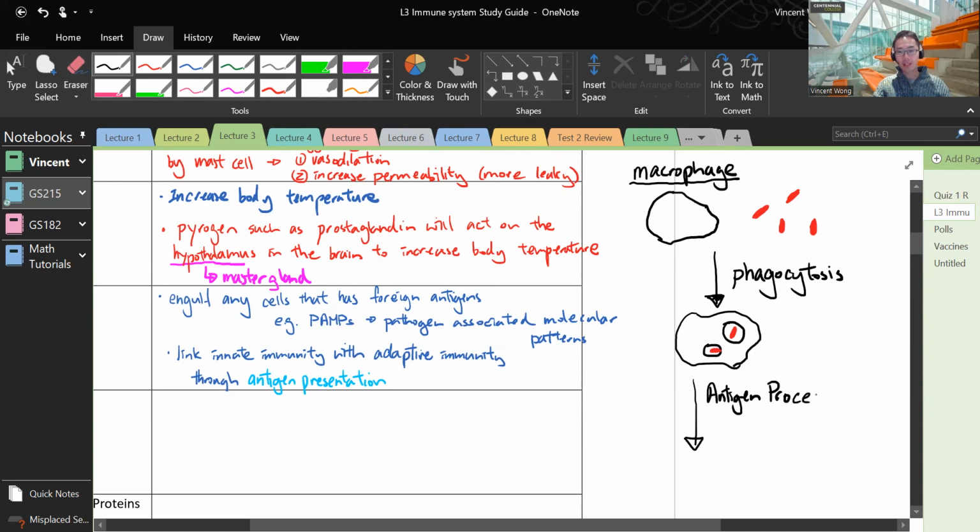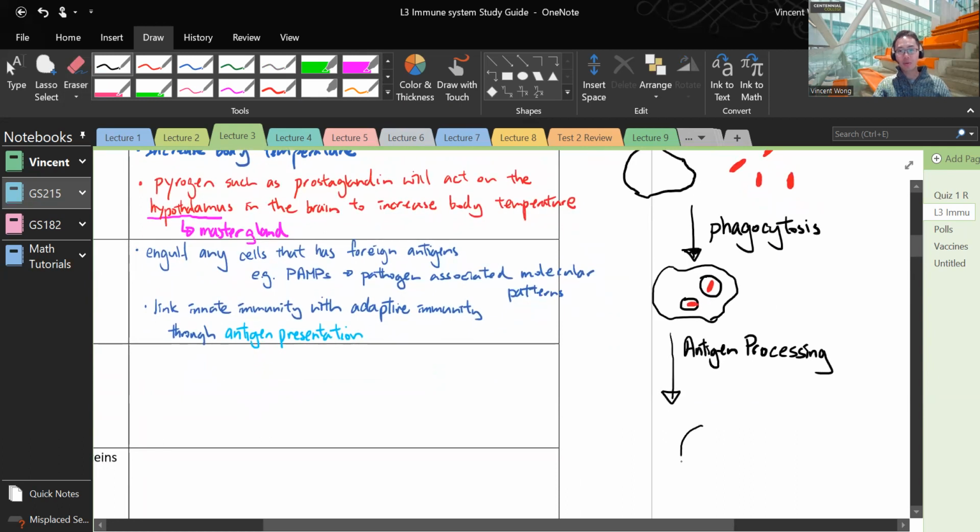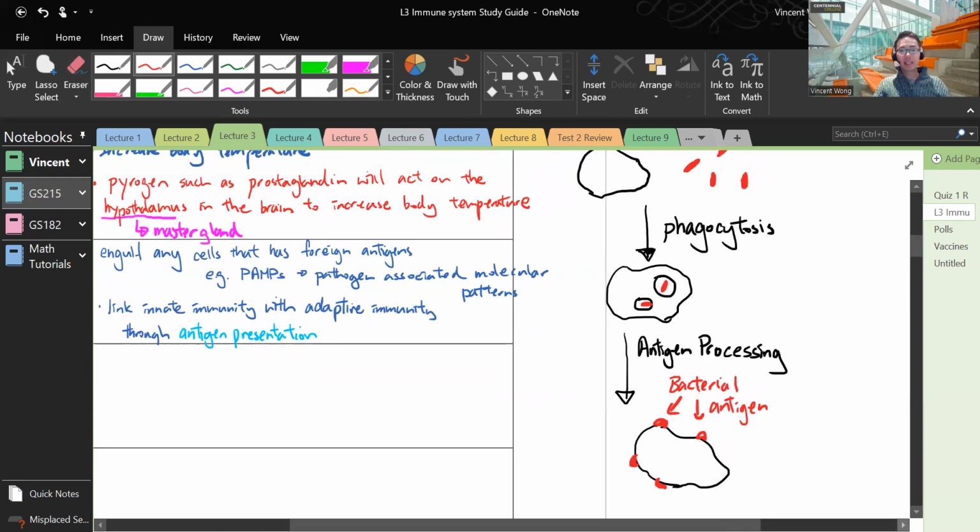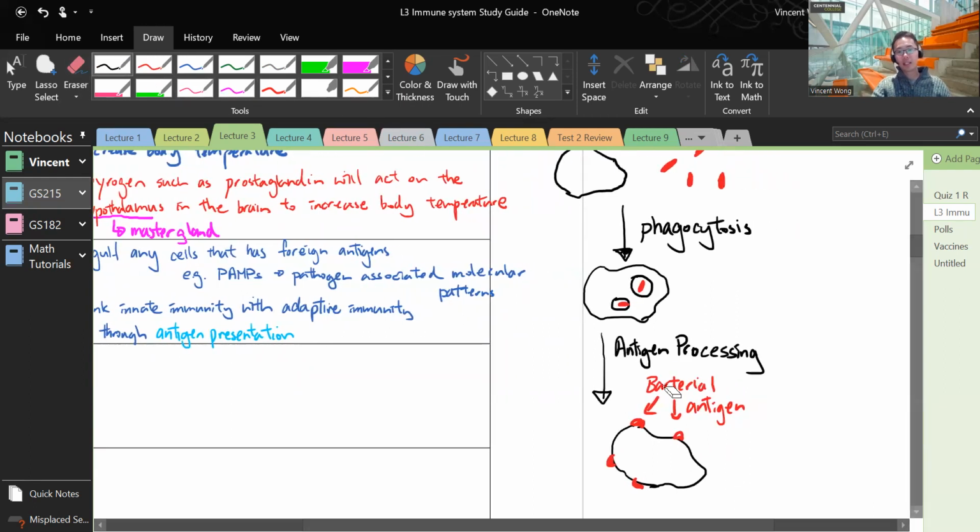And of course, all this is explained clearly in the lecture recordings. So antigen processing is going to allow the macrophage to break down the bacteria and display some of the bacterial antigen on its surface. So these are bacterial antigens, like some of those PAMPs maybe that we saw earlier. And then it is going to show these bacterial antigens to some of your T cells.